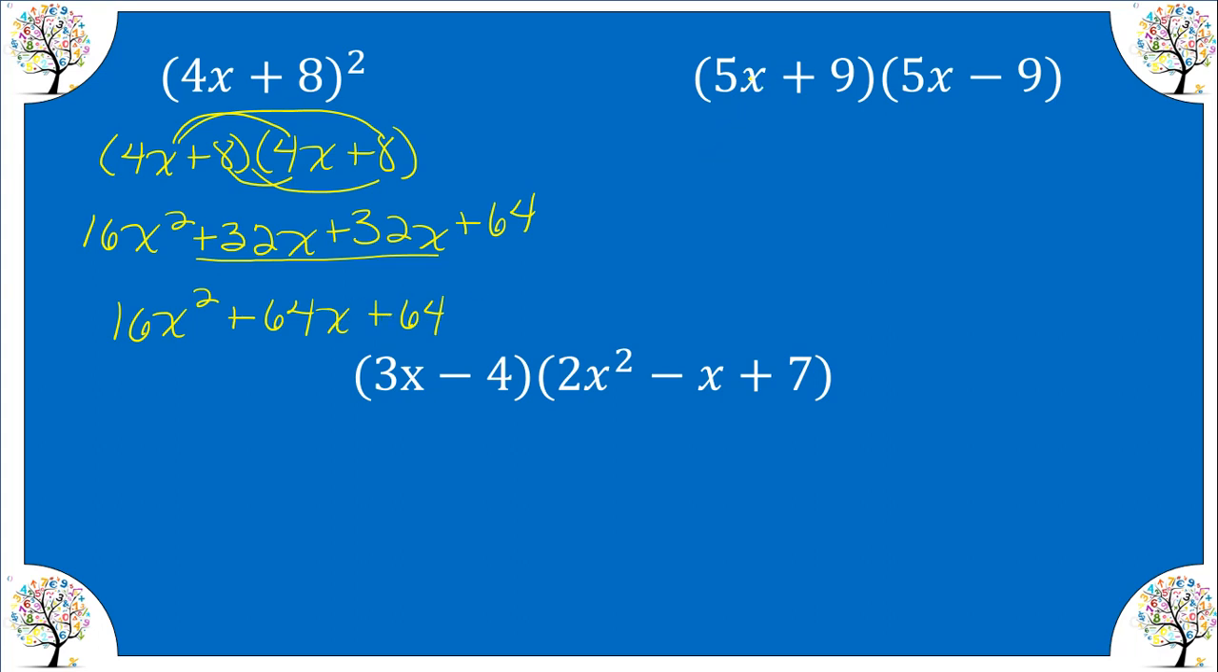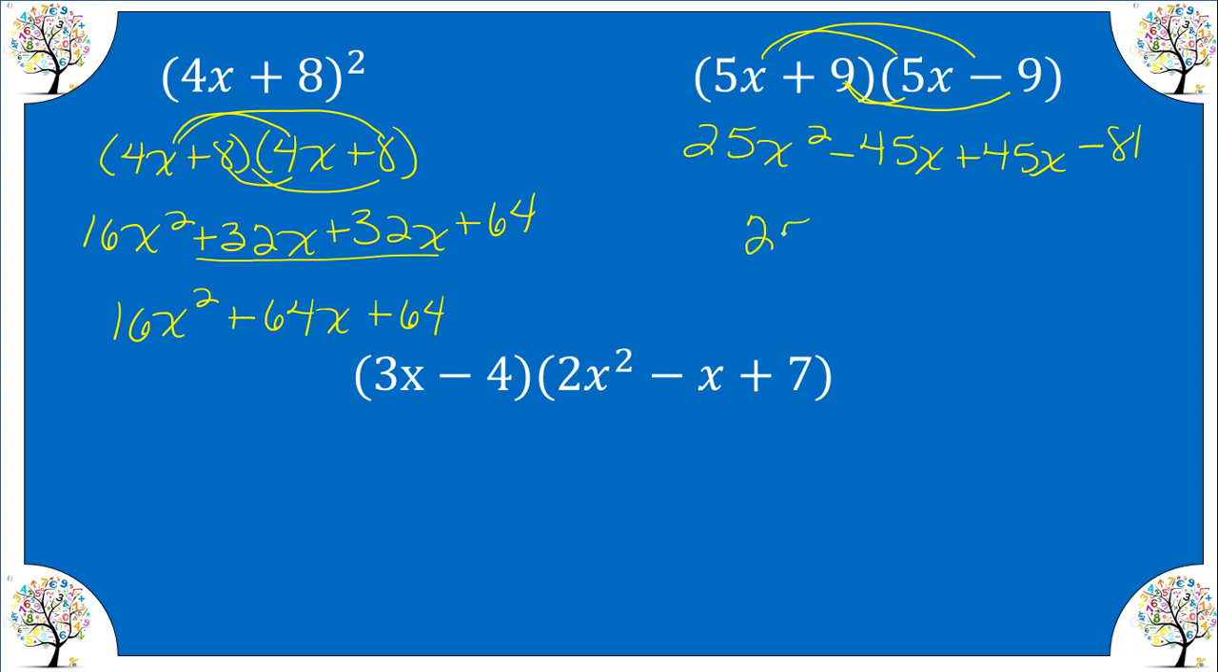Okay, let's take a look at these two binomials. Same process. 5x times 5x gives us 25x squared. And then 5x times minus 9 is negative 45x. Now we're going to distribute the positive 9. We get positive 45x. And then 9 times negative 9 is minus 81.